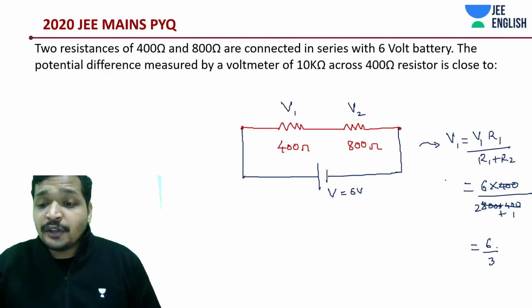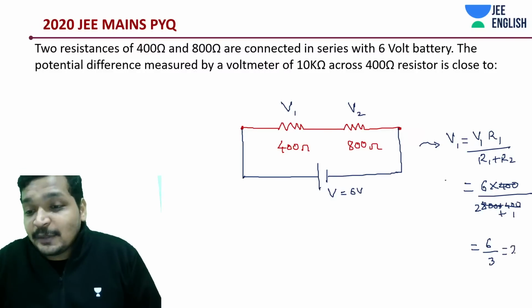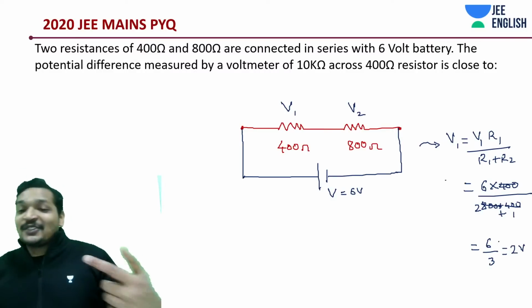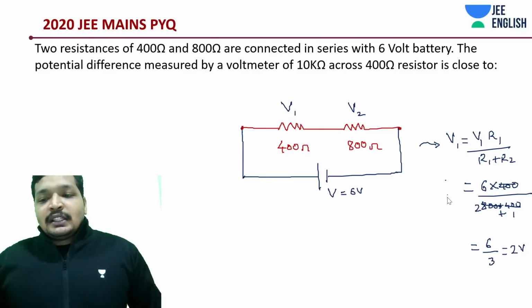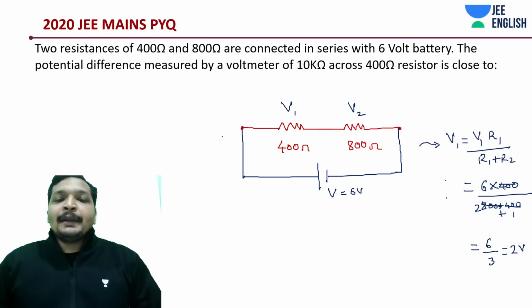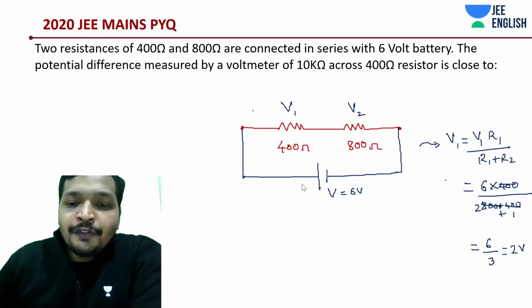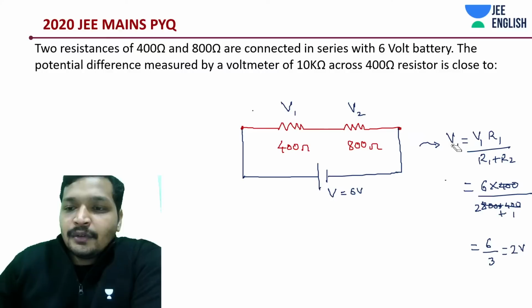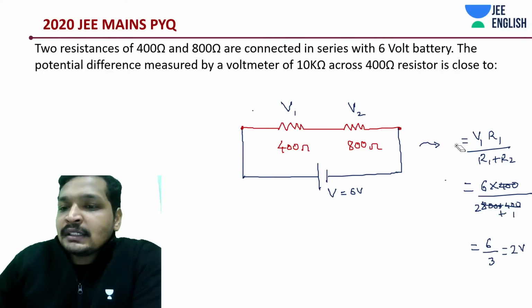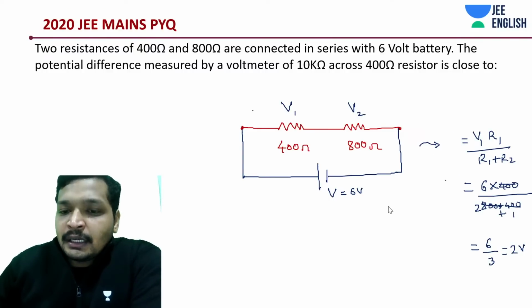6 by 3, it's going to be 2 volts. My mistake. 6 by 3, how can it be 3 volts? It's 2 volts. Alright, so we found out the value of V1 this way. Okay, now coming to the next part, you forget this thing. This is something that you know already. Let me keep this expression for now.